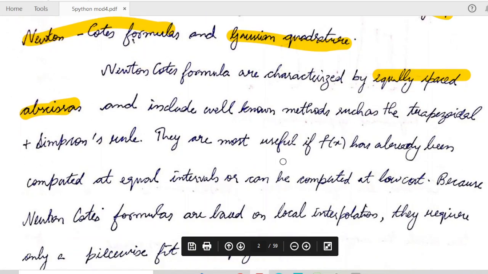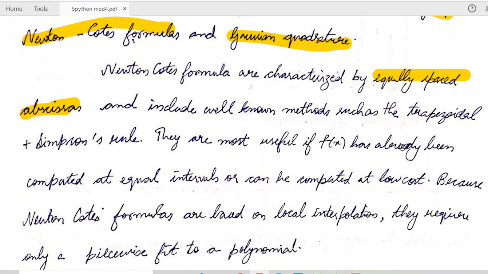They are most useful if f of x has already been computed at equal intervals or can be computed at low cost. So when f of x is a function defined on an interval a b and you have to evaluate the integral from a to b of f of x, we use the Newton-Cotes formula by equally dividing the interval into subintervals of the same length.